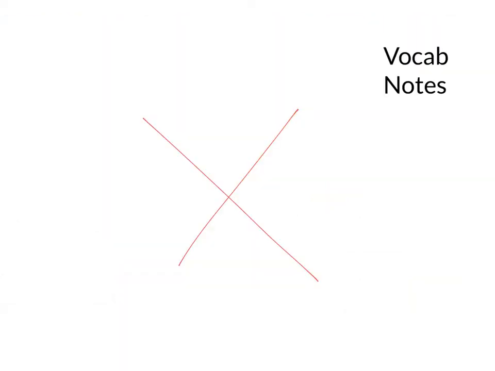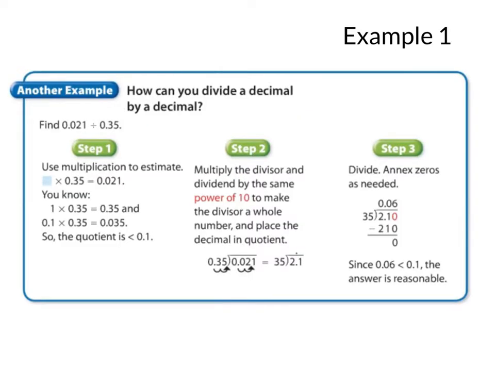There are no vocab notes today. That is exciting. So here's example 1. You don't know what to write yet, but I'm going to go through this. How can you divide a decimal by a decimal? And we just went through this again. And we're going to use the problem 21 thousandths divided by 35 hundredths.